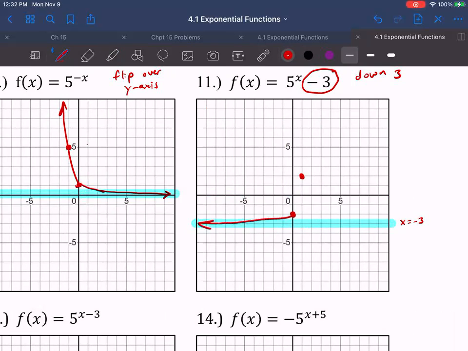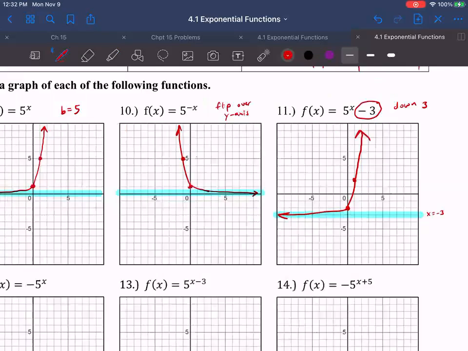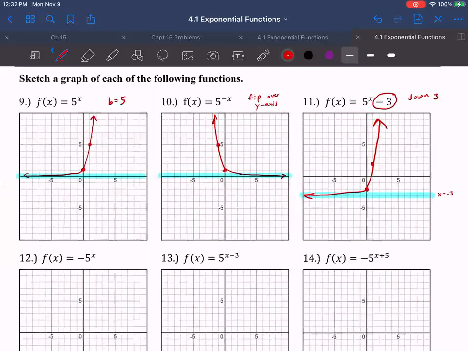And so we're going to go just like that and come up here just like that, even though that was kind of not the best drawing of one. But anyway, there you go for that one. So go ahead and take a moment, look these over, and take a look at 12, 13, and 14 and see if you can graph those out yourselves.